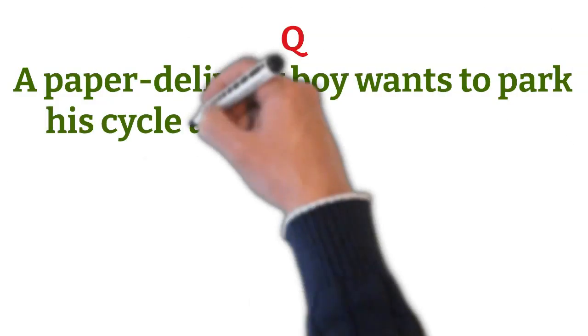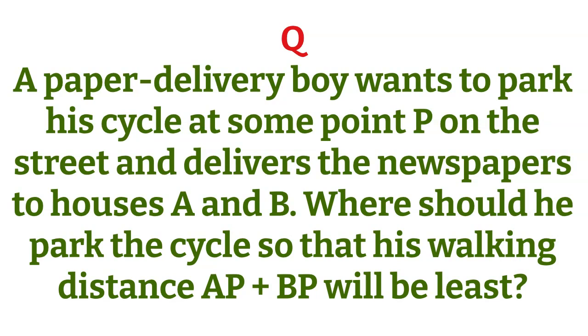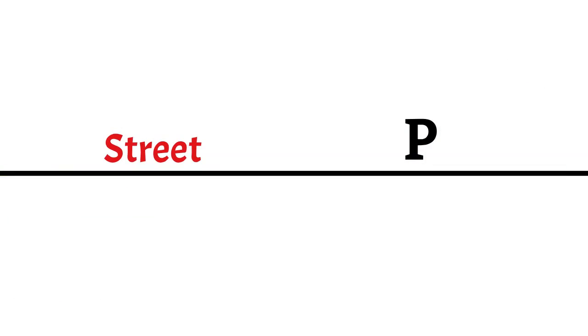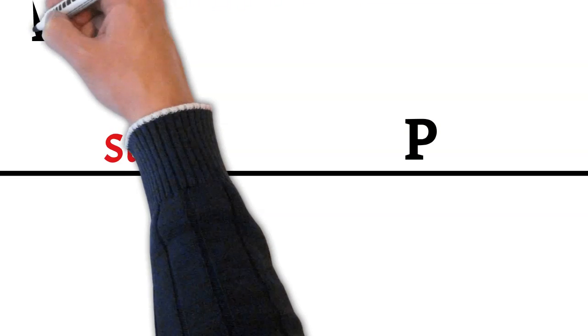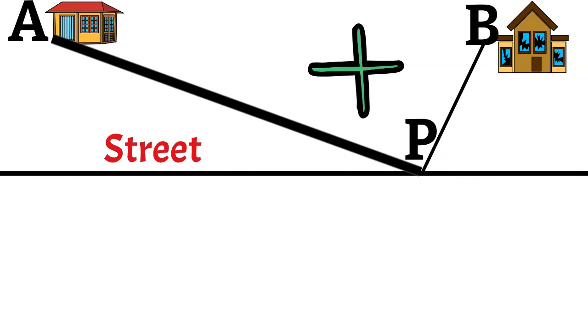Let's discuss an application of reflectional symmetry from your textbook. A paper delivery boy wants to park his cycle at some point P on the street and deliver newspapers to houses A and B. Where should he park the cycle so that his walking distance AP plus BP will be least?